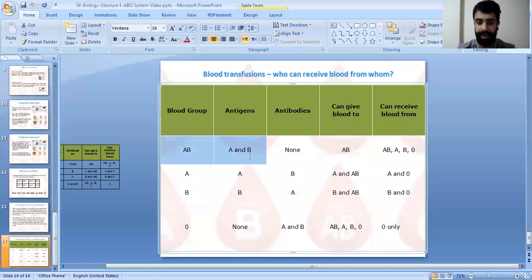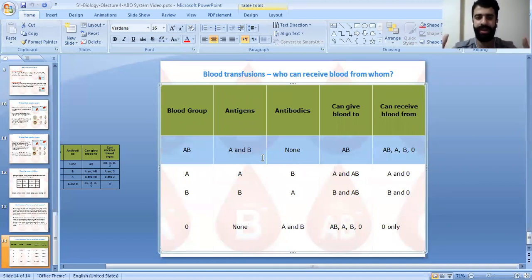Blood group AB, as I said, has both antigens A and B, while it has no antibodies. So blood group AB can give blood only to AB, while it can receive blood from AB, from A, from B and O.